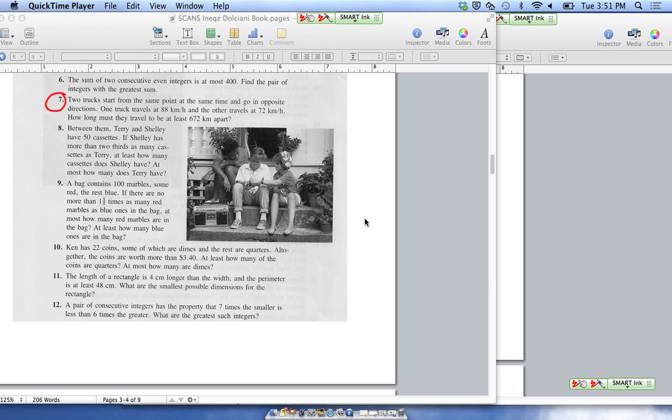We have 2 trucks starting at the same point and traveling in opposite directions. And the question is asking, how long must they travel to be at least 672 kilometers apart? So this would be an opposite problem where the rate time of one object plus the rate time of the other object, and we're asking when will they be at least 672 miles apart. So you would solve that inequality to get your answer.